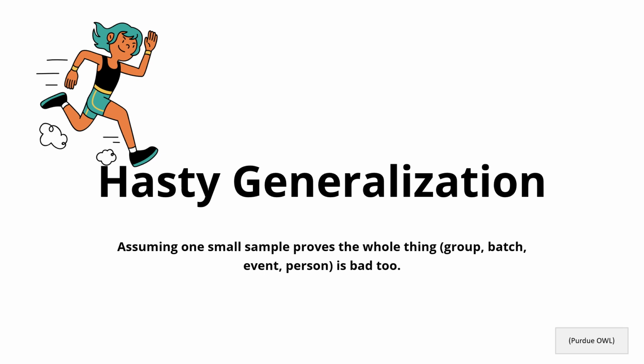In this logical fallacy, someone is assuming one small sample proves the whole thing is also bad. Although you could do this the other way as well. You could easily assume that because one of something is good, all of them would be good. It's called hasty generalization.